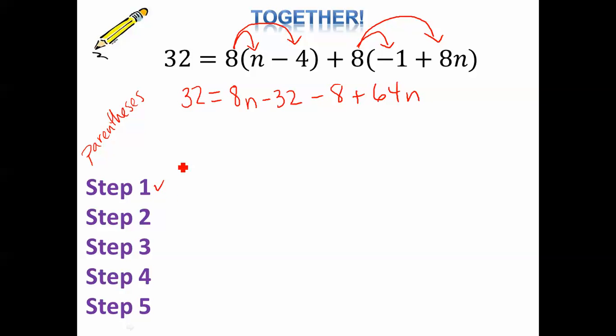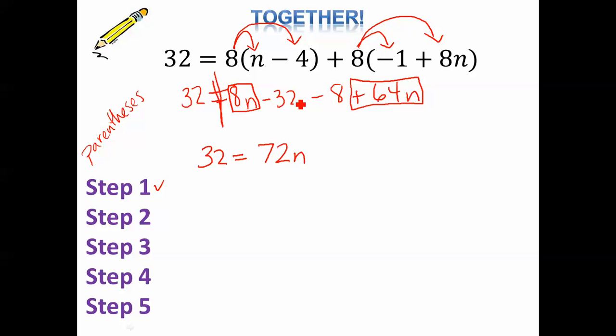So we have now gotten rid of fractions and parentheses. Step 2 is to combine like terms. So we look at the left side, 32, that's the only term over there. We can't combine it with anything. So we look at the right. We have an 8n and we have a plus 64n. Make sure you take that sign with you so you know how to combine them. Those we can combine. So we keep our 32 on the left. 8n plus 64n is 72n.